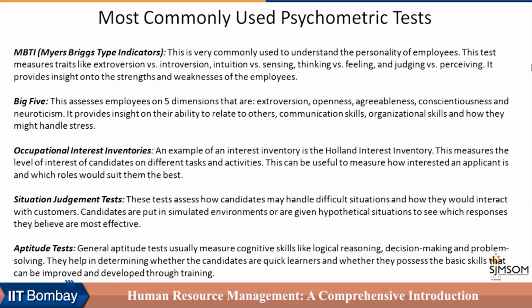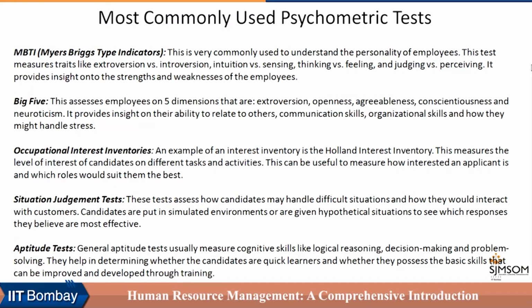Then comes the body of occupational interest inventories. An example of an interest inventory is the Holland interest inventory, which is most common. What these inventories measure is the level of interest of candidates in different tasks and activities, whether the person has artistic inclination, musical inclination, inclination to work with numbers, inclination to work with shapes and forms. Likewise, according to the liking for these things, we can infer in what kind of occupations the person can be interested.